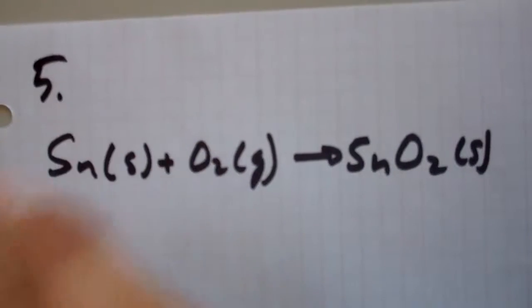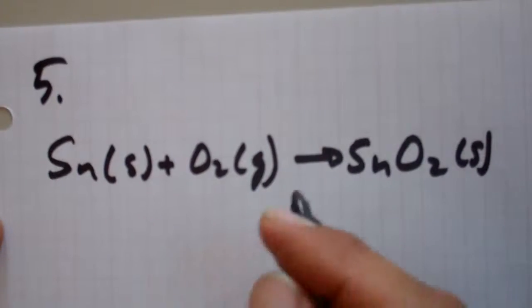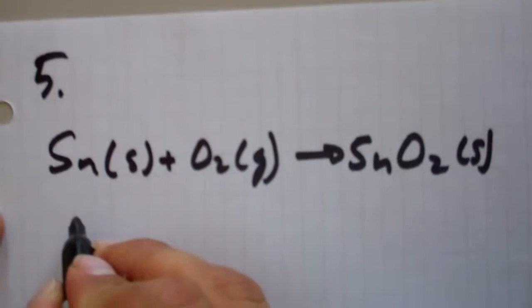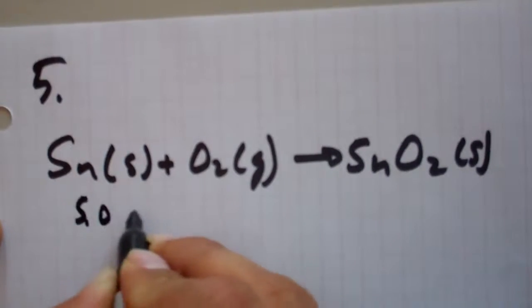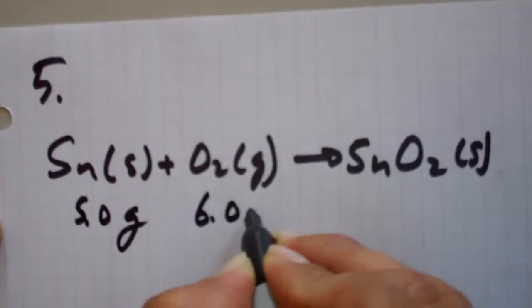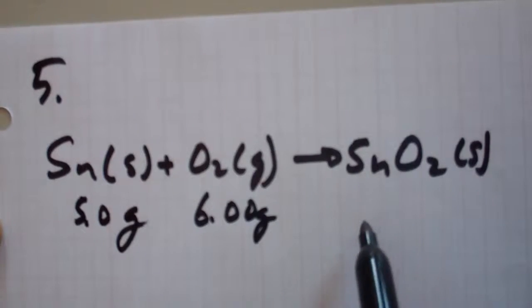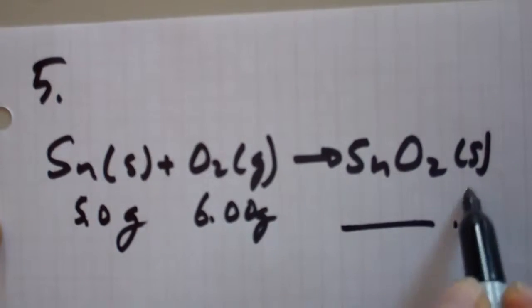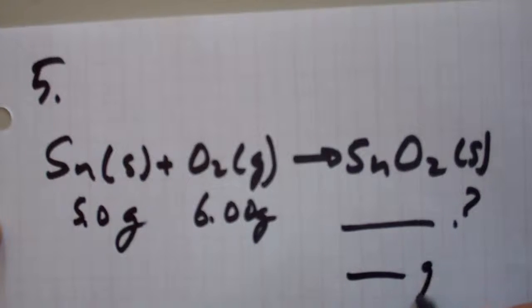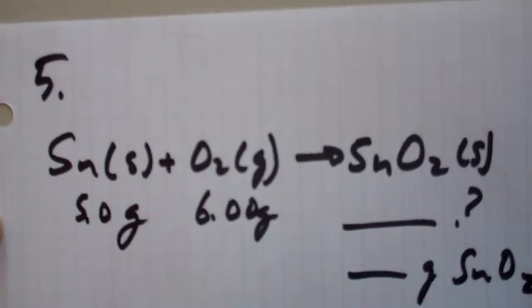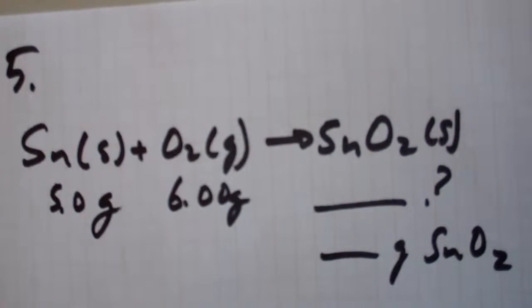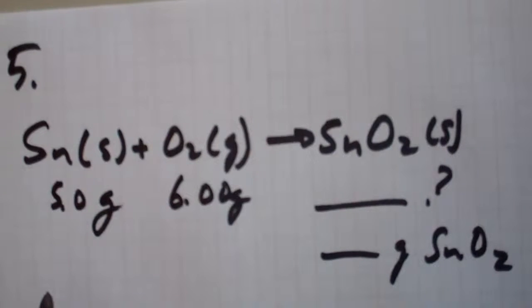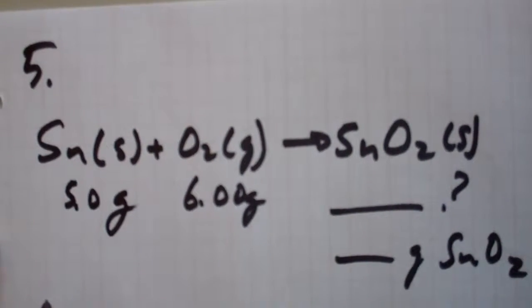Alright, this is number 5. I'm just going to give you some clues. The question is, if I mix 5 grams of Sn and 6 grams of oxygen, what am I going to end up with here? How many grams of SnO2 do we have here? A friend says that there's going to be 1 gram of oxygen left over because you have 1 extra gram to start. Is your friend right or wrong?